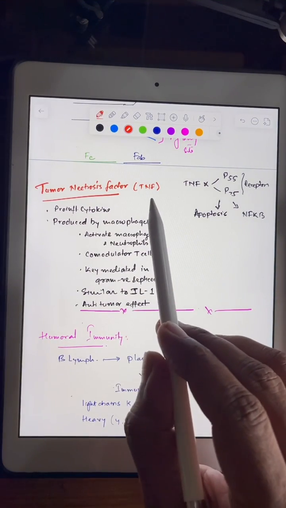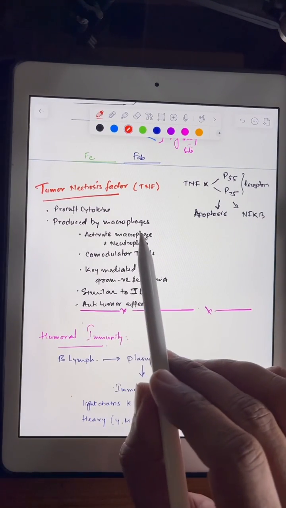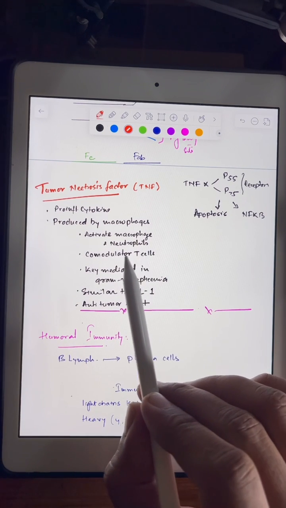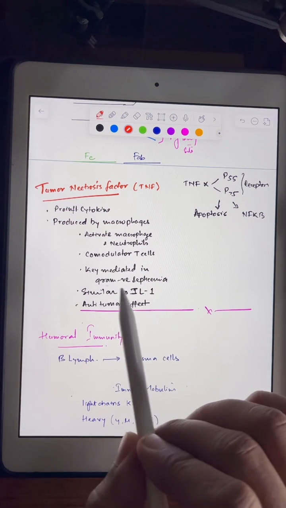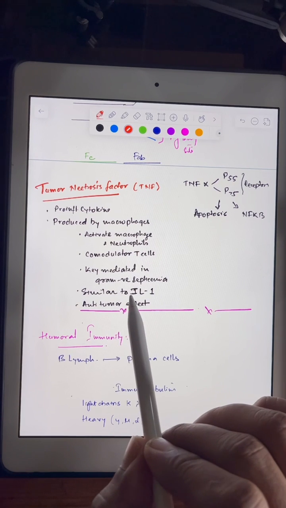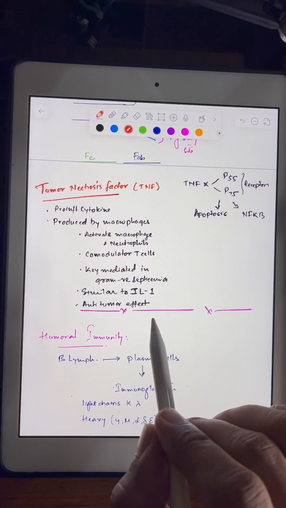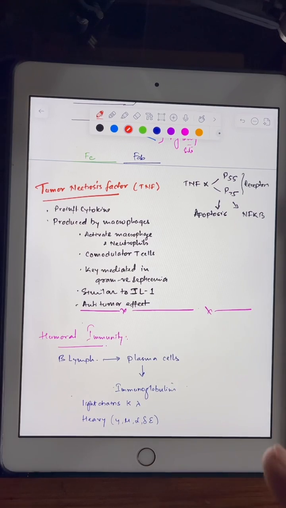Tumor necrosis factor. Pro-inflammatory cytokines produced by macrophages activate macrophages and neutrophils, co-modulate T cells, and are key mediators in gram-negative septicemia. They stimulate interleukin 1 and have an anti-tumor effect.